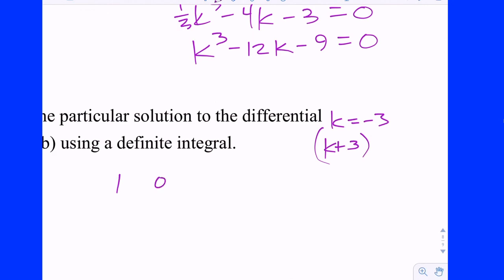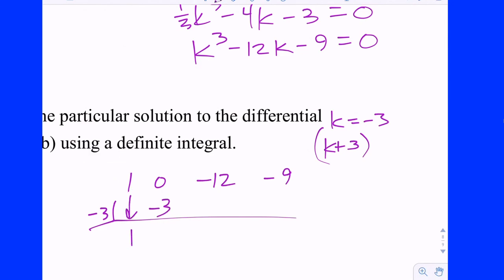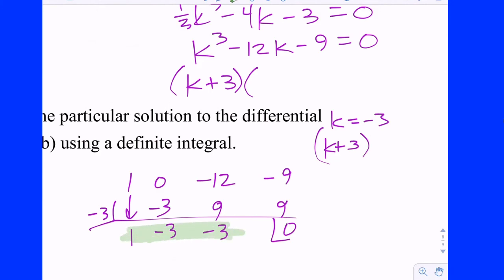Don't forget your placeholder, 0x squared. Then your -12 and your -9. And we put our root, which is -3, right there. All right, so then we bring down the 1, prime the pump, and then we multiply, slide it up, and add. And we should get a 0 here. If we don't get a 0, that means something's wrong. There we go. So we know that that factor is really now k plus 3 times, these are the coefficients down here of your quotient, which is 1 degree smaller, k squared minus 3k minus 3.